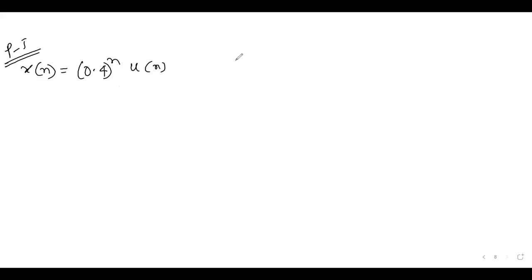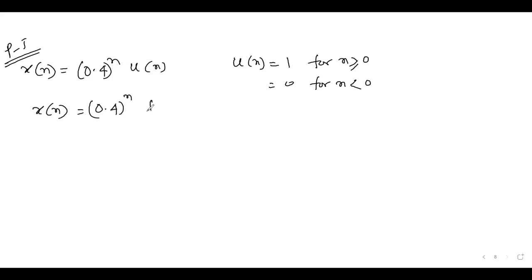Very good. Because u[n] is there, u[n] equals 1 for n greater than or equal to 0 and 0 for n less than 0. So the given signal is a right-sided signal. That means x[n] is equal to 0.4^n for n greater than or equal to 0 and 0 for n less than 0. So what will be its Z transform?